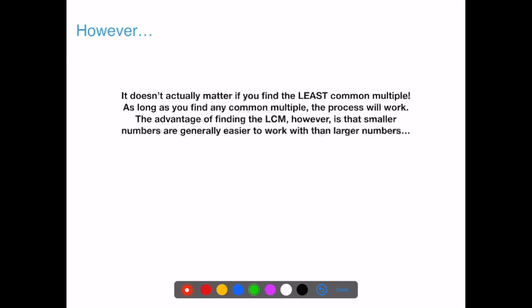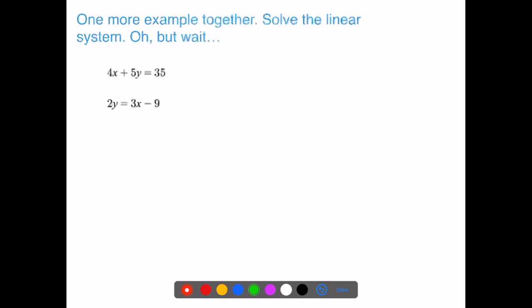So it doesn't actually matter if you find the least common multiple. As long as you find any common multiple, the process is going to work just fine. But the advantage of finding the least common multiple is just that smaller numbers are generally easier to work with. And so that gives you probably a smaller chance that you're going to make some computational error. So if you have it, it's a benefit, but it's not necessary to solving the problem. So we'll do one more.